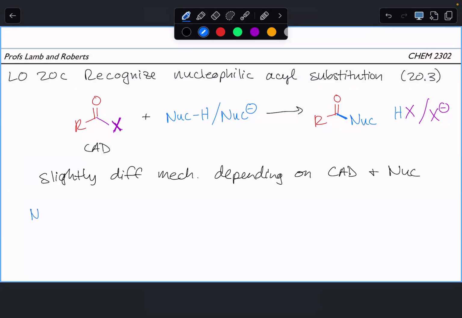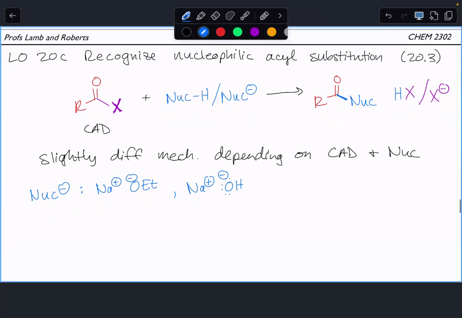So what can the nucleophile be? Common negatively charged nucleophiles would be sodium ethoxide, so that ethoxide is a negatively charged nucleophile, or sodium hydroxide. Those are negatively charged nucleophiles. Similarly, sodium carboxylate. All of those would give carboxylic acid derivatives as their products, so either a carboxylic acid or an ester or an anhydride. But it doesn't have to be.